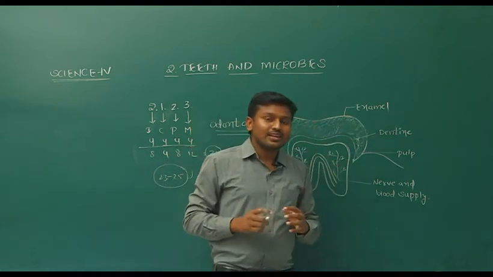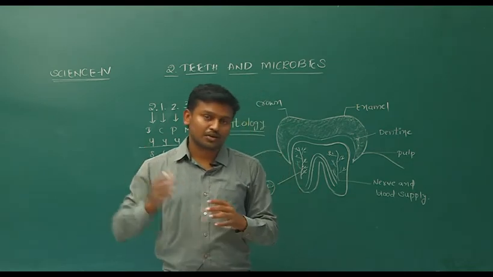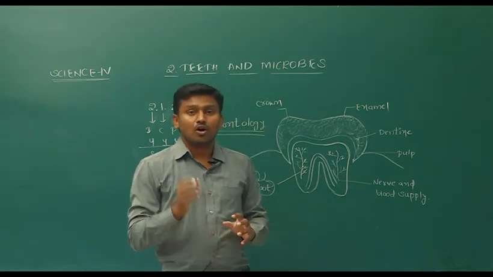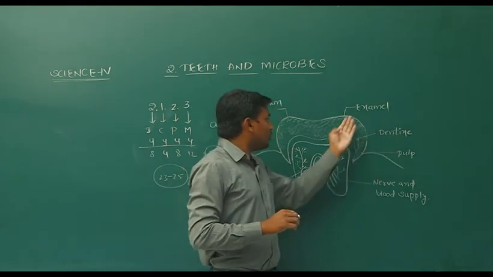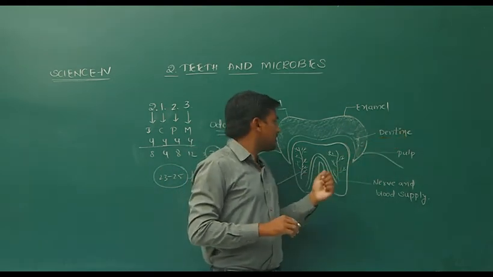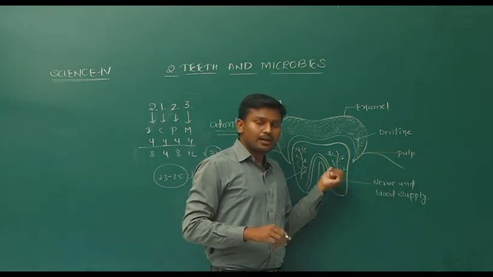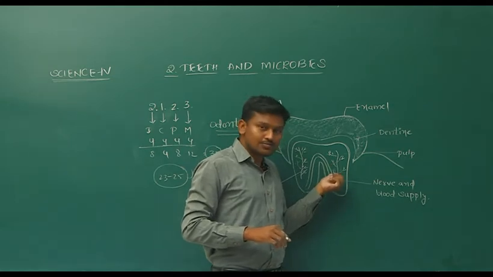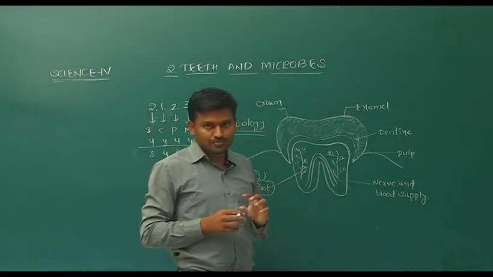Enamel. Enamel is the hardest substance in our body. You may think that bones are the hardest, but no. Enamel is the hardest substance in our body. And next, dentine. Below the enamel, dentine is present, and this is the pulp, and this pulp and these nerves help us to transport blood and nutrients to the tooth.